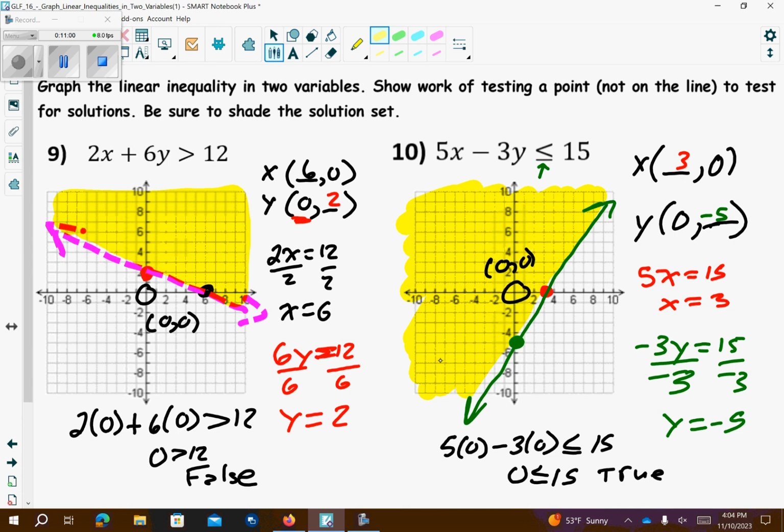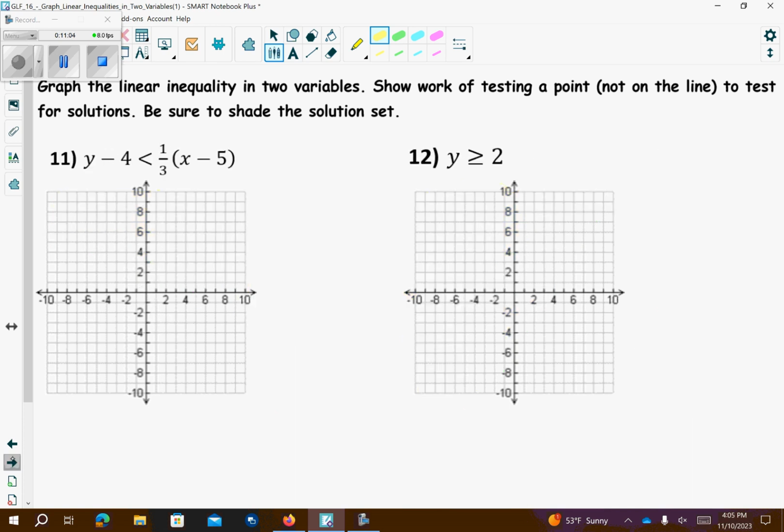If I picked any points in that yellow region, it would give me a true statement. Oh, this is one of the point slope ones. So I'm going to do the opposite of this, which is 5, and the opposite of this, which is 4. So that's my first point. So right 5, up 4. See how this stays with our chapter? And our slope is going to be 1 over 3. Remember, here's my slope. So I'm going to go up 1, right 3.